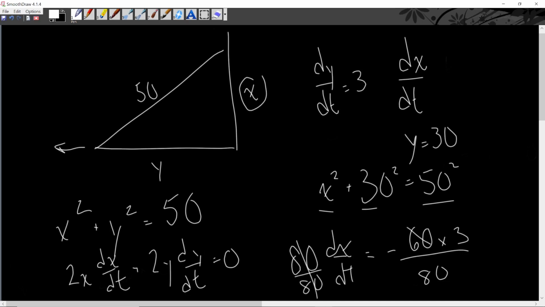So 30 and 40, right, because both of these are multiples of 2, or, well, you could go a little bit further than that. Let's say we can divide both by 20. So you'll have 3 and 4, and you'll have negative 9 over 4, negative 2.25. And that will be feet per minute.